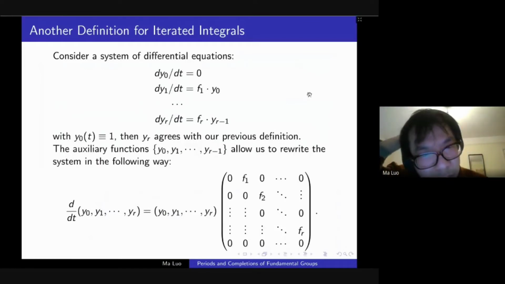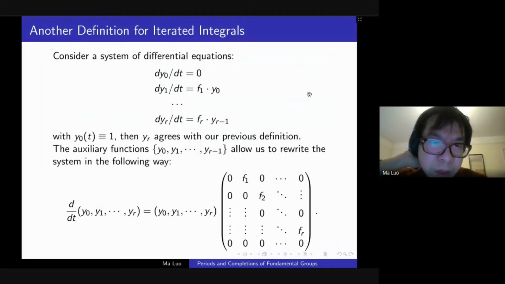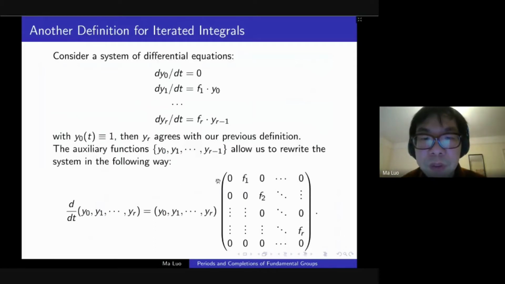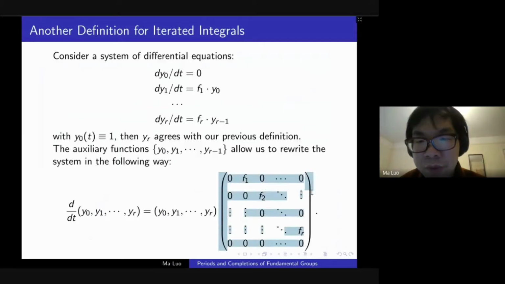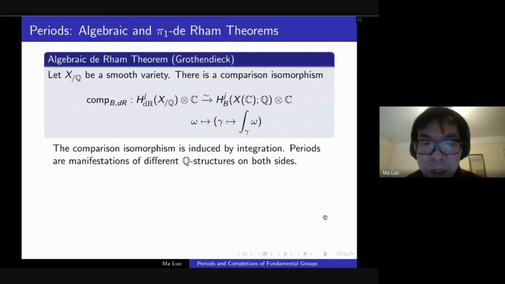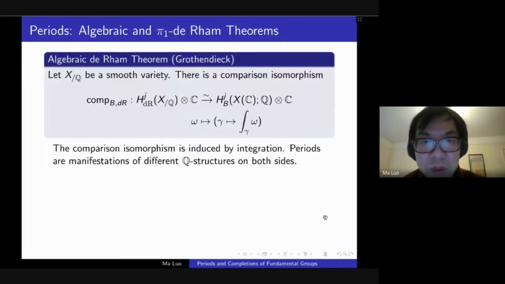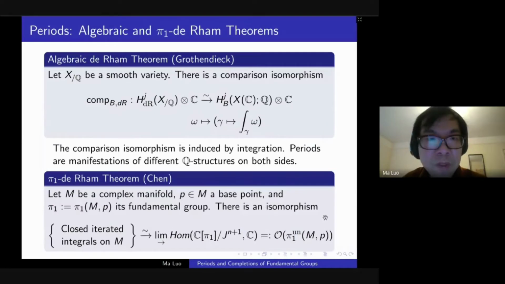So while we are doing this, we find that these iterated integrals naturally come equipped with a sort of unipotency or nilpotency, because this differential equation, when you write it in this matrix form, gives a matrix whose power is 0 at maybe the (r+1)-th power. And that's like a defining property for the iterated integrals. So why do we care about this? Let me just put these together.